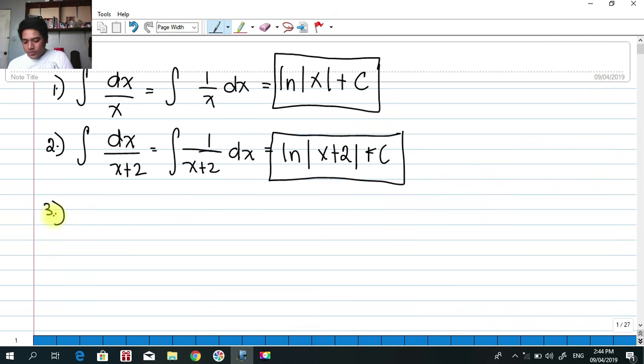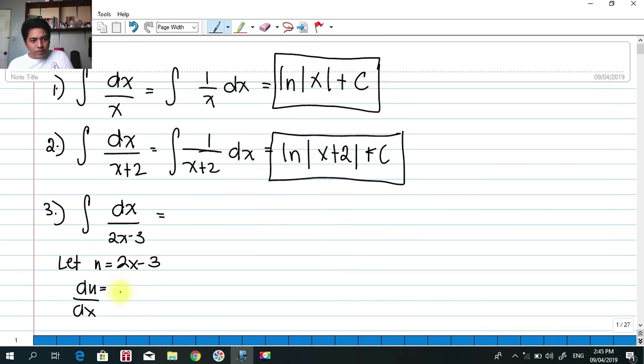Number 3. So for example, we have the integral of dx over 2x minus 3. So what are we going to do here? Well, we have to let u equal 2x minus 3, and du over dx is simply 2. Okay? Simply 2. Cross multiplying, we have du equals 2dx.